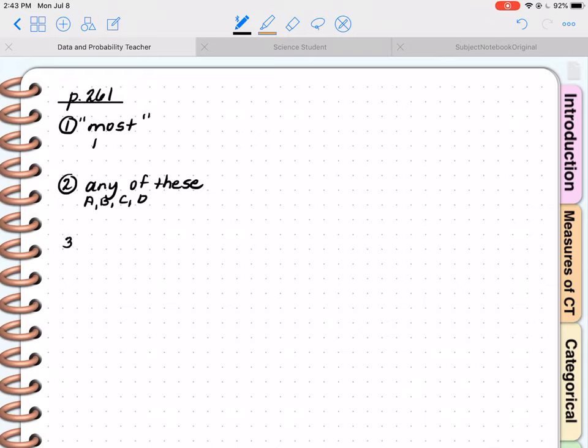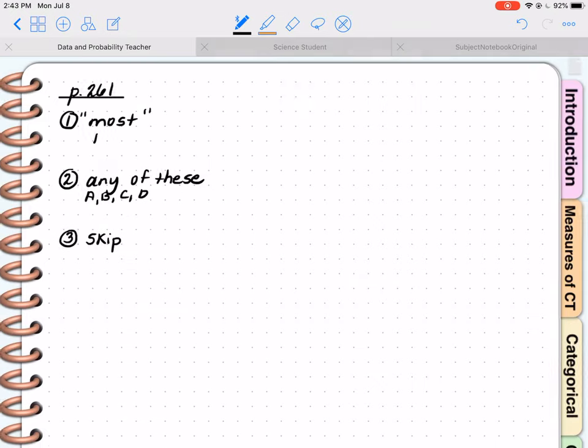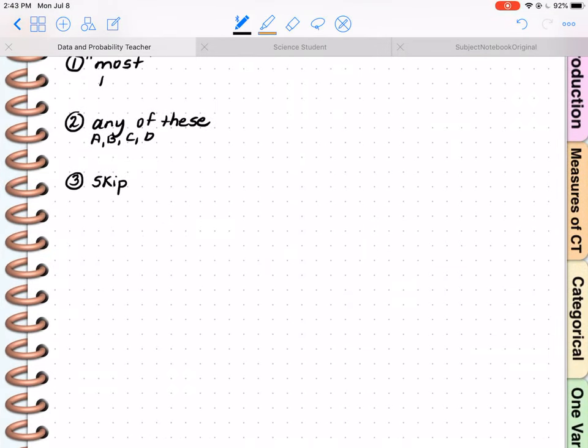Number 3, I had asked you to skip. It's a good problem if we had a lot of time. It's using a guess and check kind of thing, but I'm not really going to spend the time to do that. So let's jump on down to number 4.